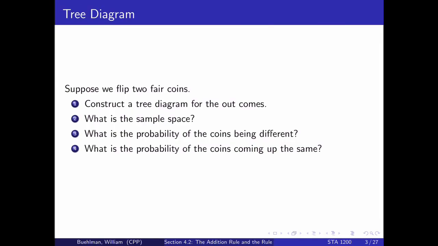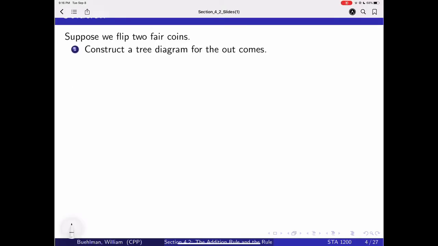Suppose we flip two fair coins. We're going to construct a tree diagram for the outcomes, answer what is the sample space, answer what is the probability of the coins being different, and finally answer what is the probability of the coins being the same. First, we need to construct the tree diagram.